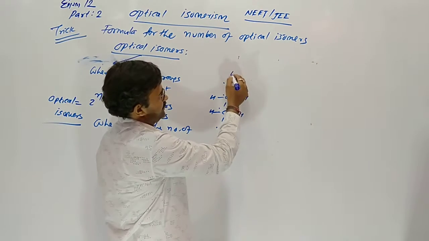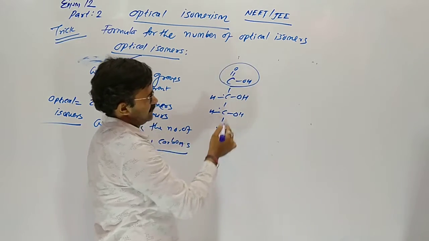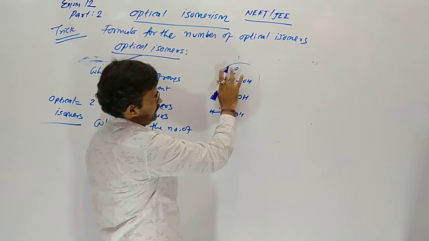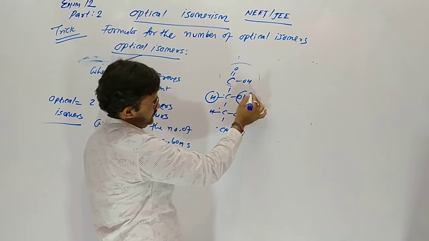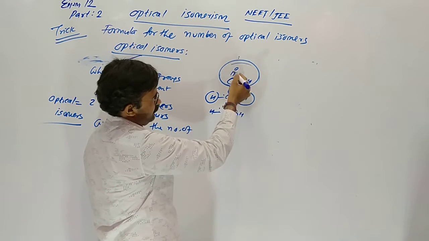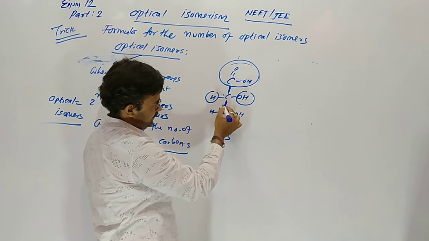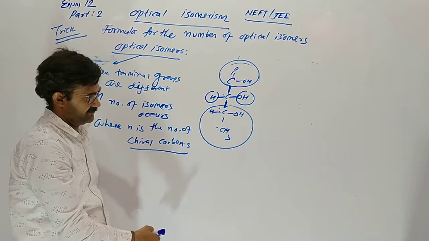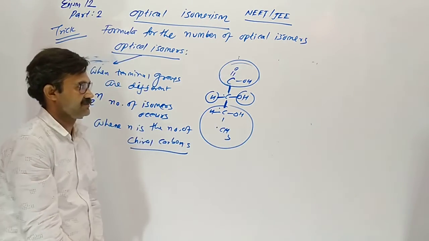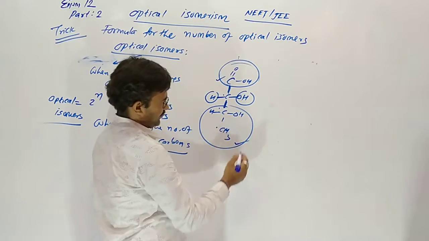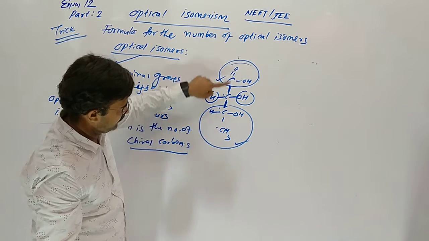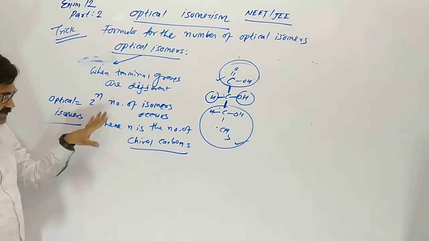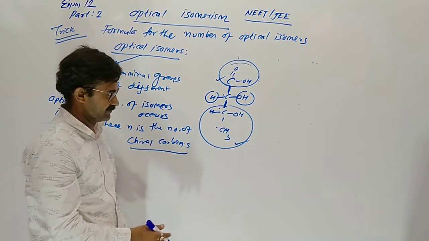Here COOH is not a chiral carbon due to the double bond on the carbon atom. This one is not chiral. Now what about the second one? Yes, HOH. After this bond, COOH. After the fourth bond, all are different, and these 2 are terminal. In this case, the lower one and upper one are our terminals. Terminals are different. So this formula is applicable.